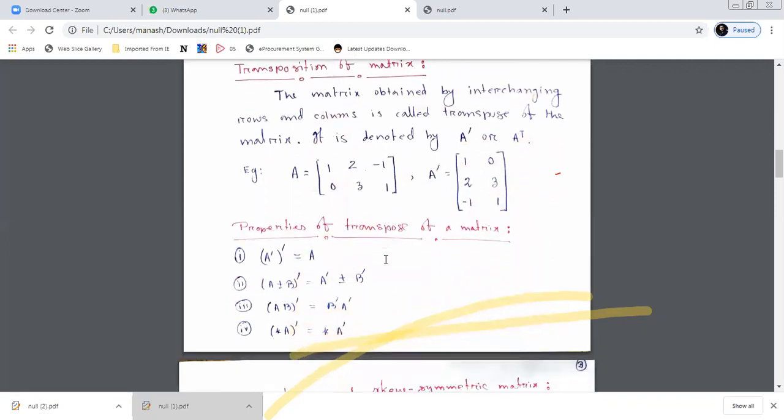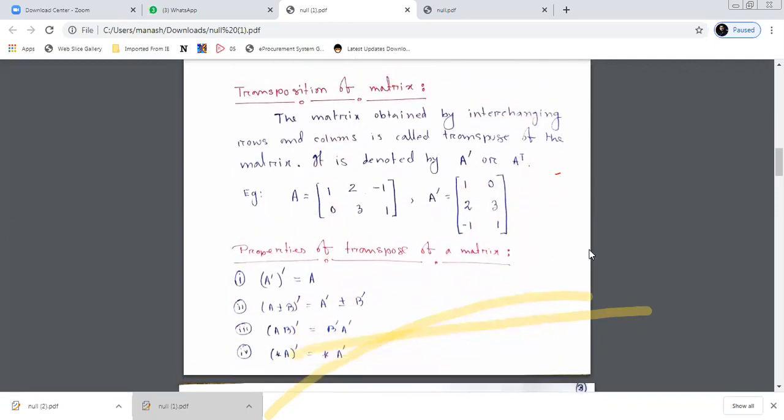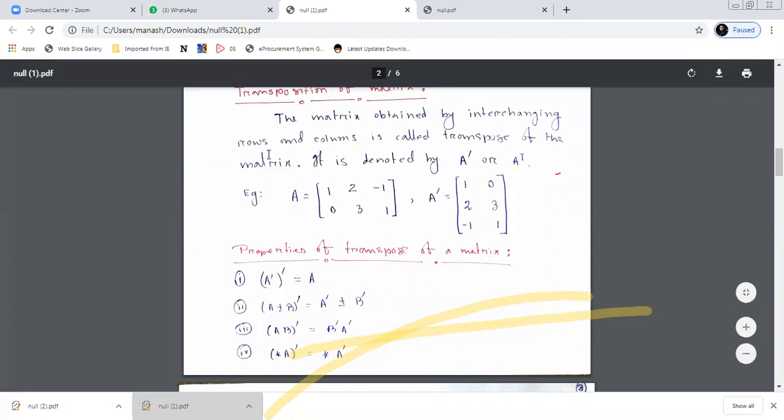Now it is transposition of a matrix. I think all of you know what a matrix transpose is. It is nothing but, see here, the matrix obtained by interchanging rows and columns. The matrix obtained by interchanging rows and columns is called the transpose of the matrix. It is denoted by A dash or A T. One example is given. A is a matrix: 1, 2, minus 1, 0, 3, 1.